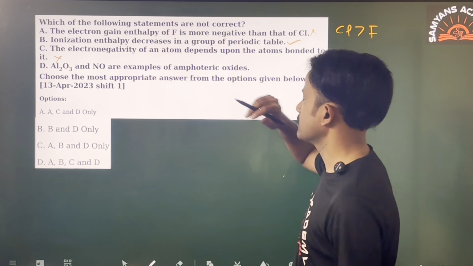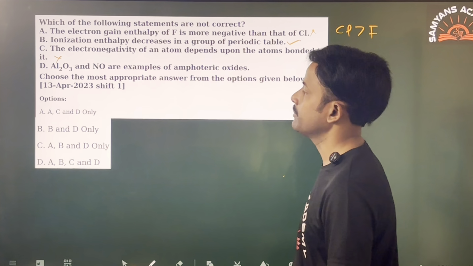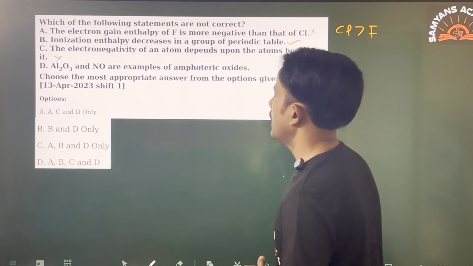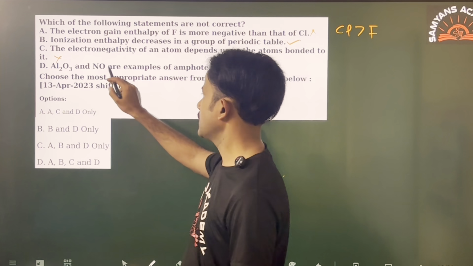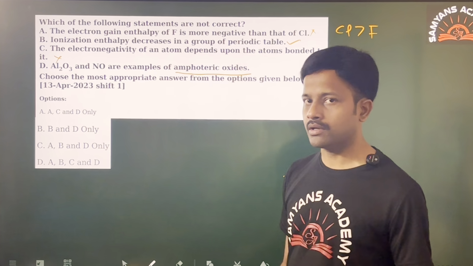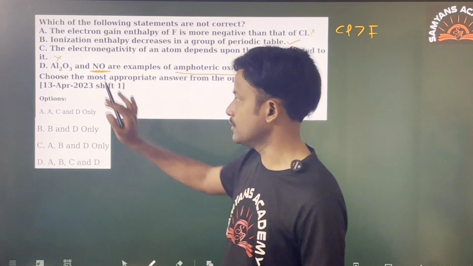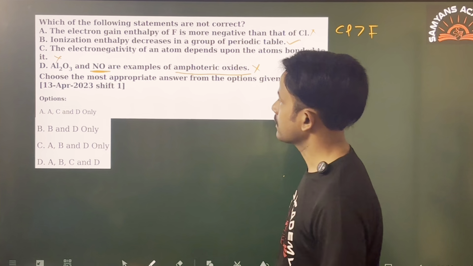Next, this C is also not correct. It does not depend upon the atom bonded to it. It depends on the size of the atom. And next, Al2O3 and NO are the examples of amphoteric oxide. Yes, Al2O3 is amphoteric, but NO is a neutral oxide. NO is not an amphoteric oxide; it is a neutral oxide. So this is also not correct.